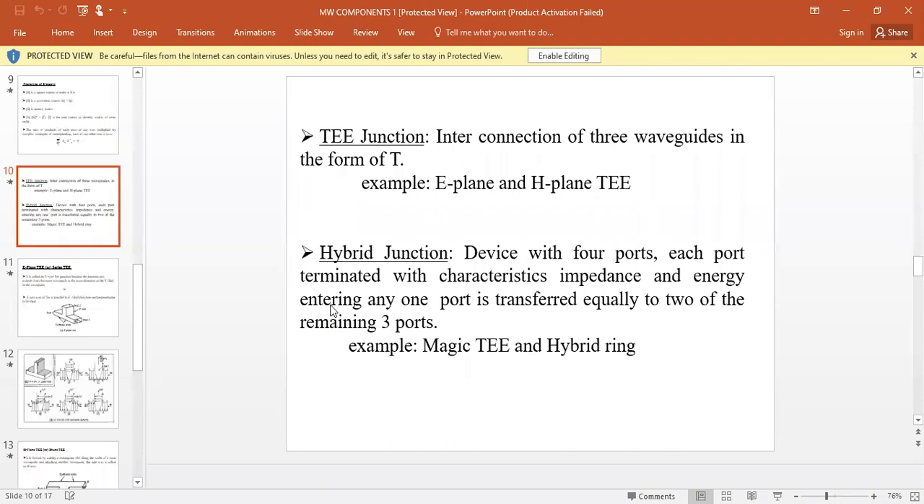We said there are 4 types of junctions: E plane, H plane, magic tree, and hybrid ring. Here, the 3 port network is used for the E plane and H plane. And the 4 port network will be used for the magic tree and hybrid ring. In a 4 port network, whenever you give energy in one port, that energy will be distributed equally to all 3 other ports. That is possible in the hybrid junction.